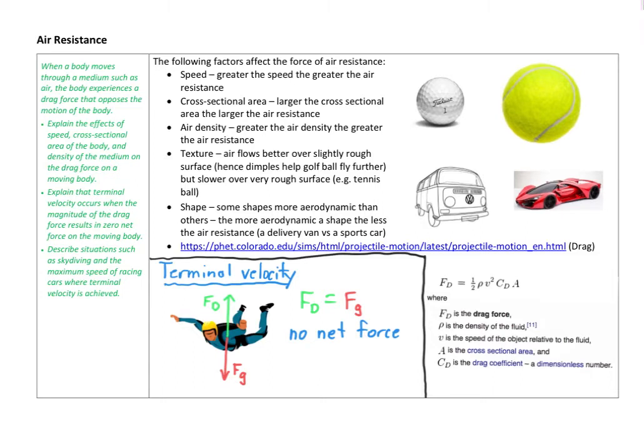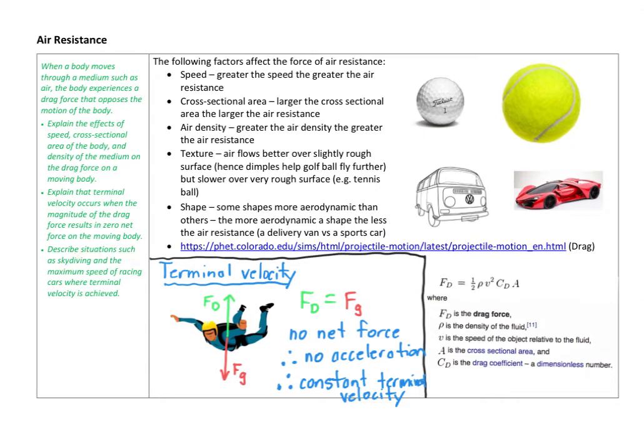No net force, therefore no acceleration. Therefore, we reach a constant terminal velocity. So if we just quickly go back, explain that terminal velocity occurs when the magnitude of the drag force results in a zero net force on a moving body. So drag force equals gravitational force.